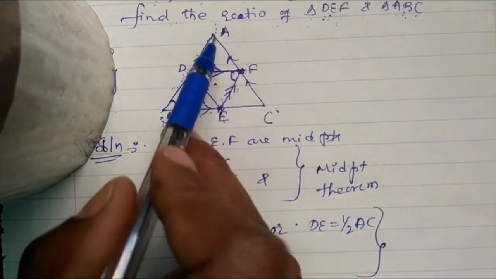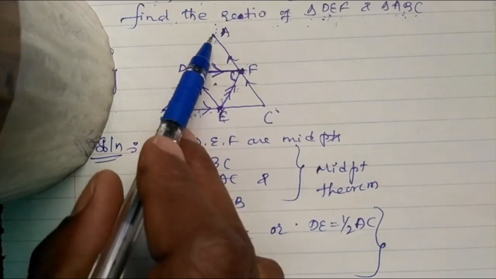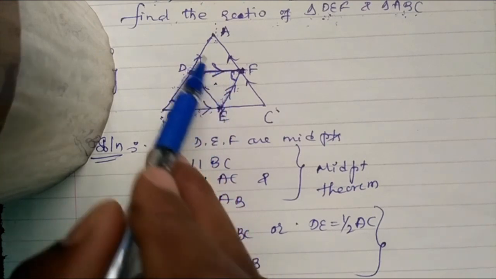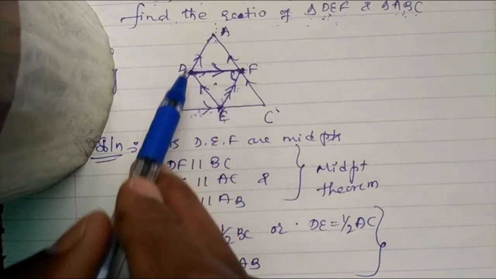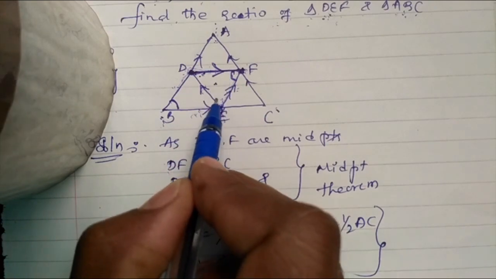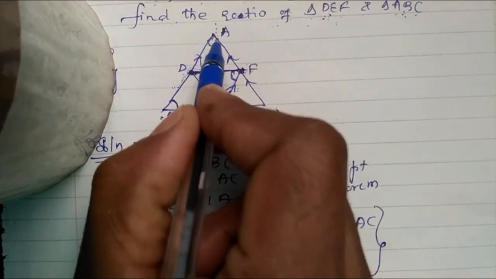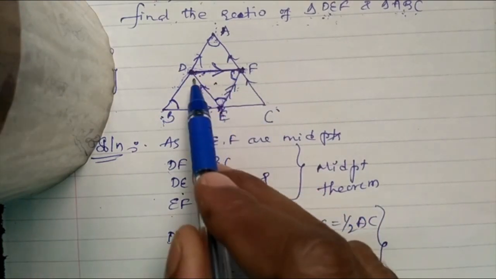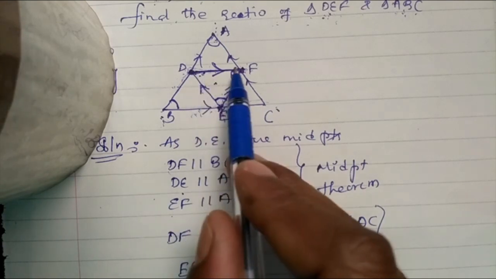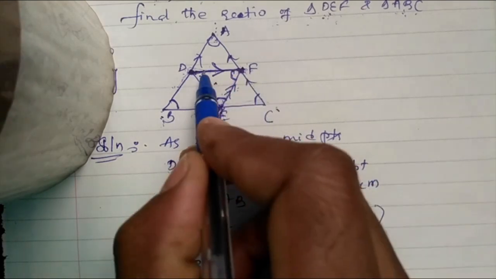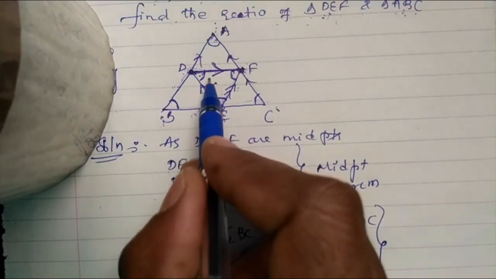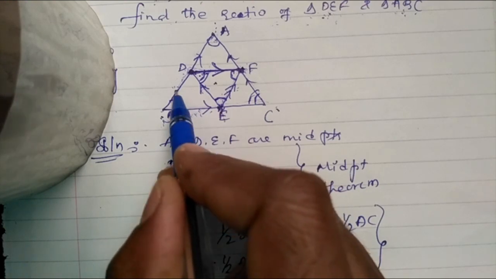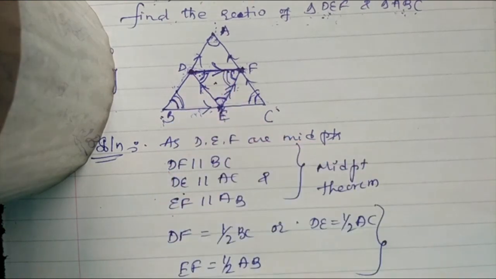Similarly, AFED. This is also a parallelogram. Check. Look, opposite sides are parallel, and another pair of opposite sides are parallel. So this is also a parallelogram, DEFA. So here angle A equals angle A, because these two are opposite angles of a parallelogram. One more parallelogram you can see here. This is another parallelogram. In this parallelogram, angle C equals angle D. So by these parallelograms, we got three pairs of opposite angles equal.